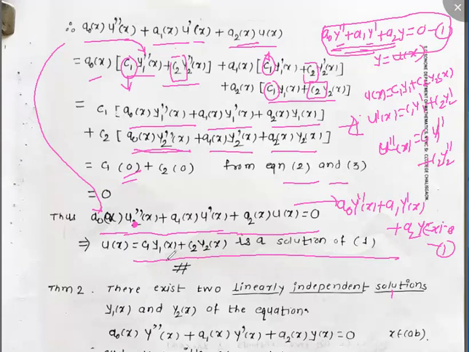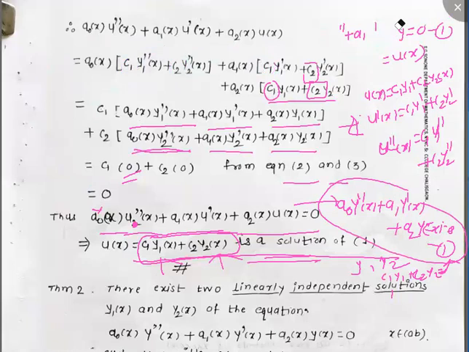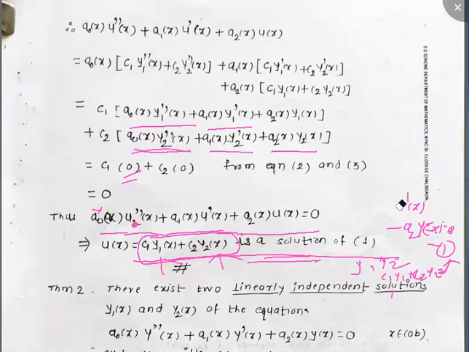So what is u(x)? u(x) is a linear combination of two solutions, so it is also a solution. If we have any two solutions y1 and y2 of differential equation 1, then their linear combination, that is c1 y1 + c2 y2, is also a solution of this differential equation. A linear combination of two solutions is also a solution of the given differential equation 1.